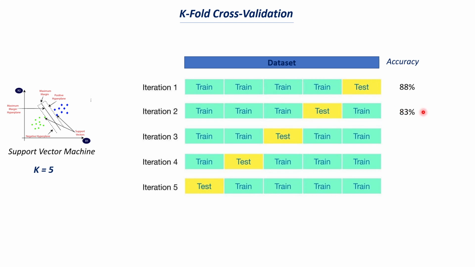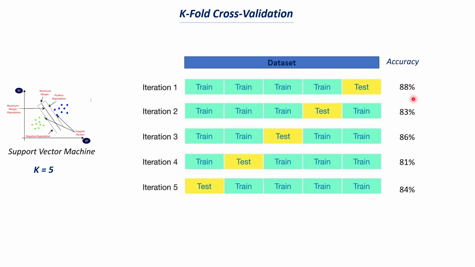In most cases the accuracy change won't be that much, but in some cases where the data set is very complex, and when some of the data are missed in the split, there will be a significant change in the accuracy. So let's say the accuracy in the second iteration is 83%, in the third iteration where the third chunk is used as test data, the accuracy is 86, for the fourth iteration it's 81, and in the final iteration it's 84. As you can see, there is a slight change in accuracy.